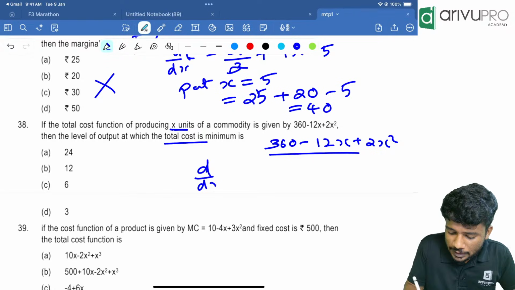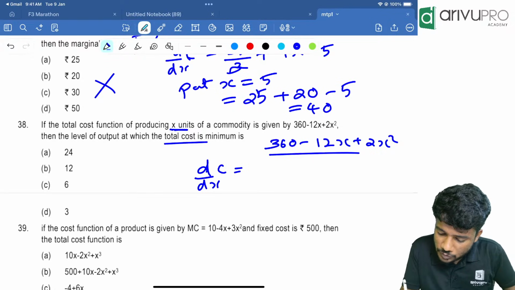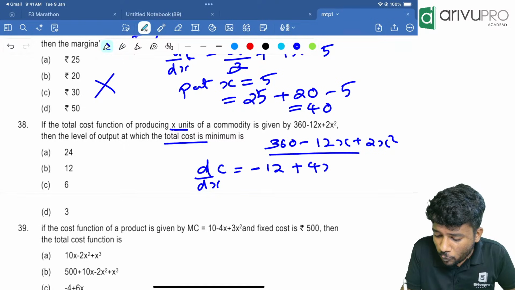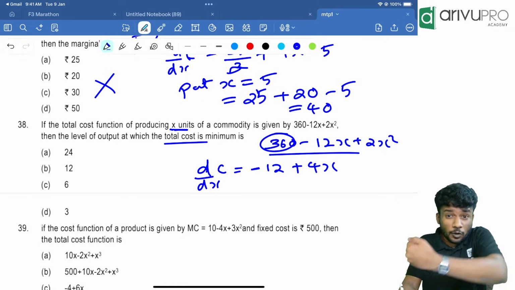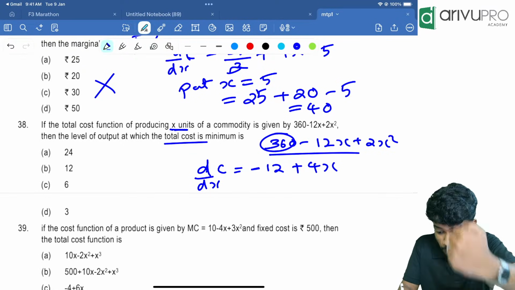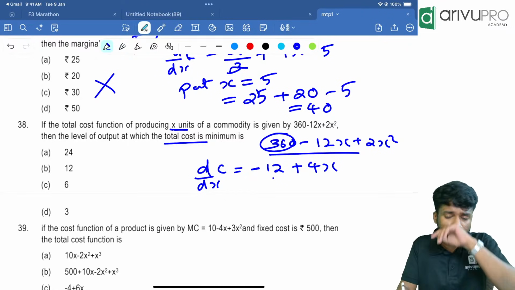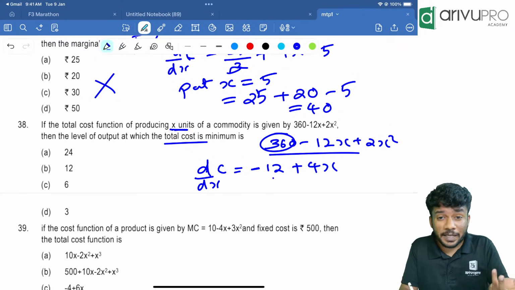dC by dx is equal to how much? Which is equal to minus 12 plus 4x, because the derivative of 360 is how much? 0. The derivative of 12: the constant will come outside. The derivative of x is how much? 1. So minus 12 plus 4x is dC by dx.